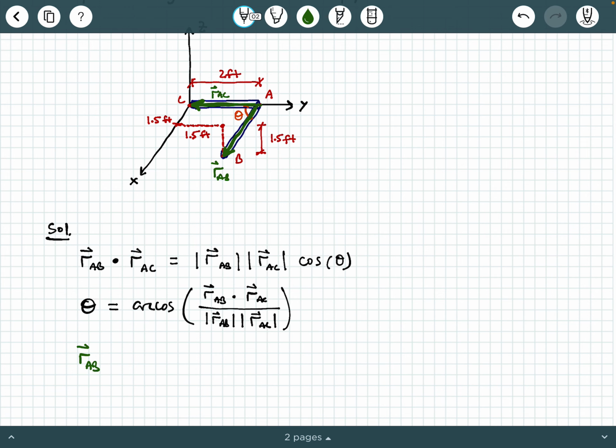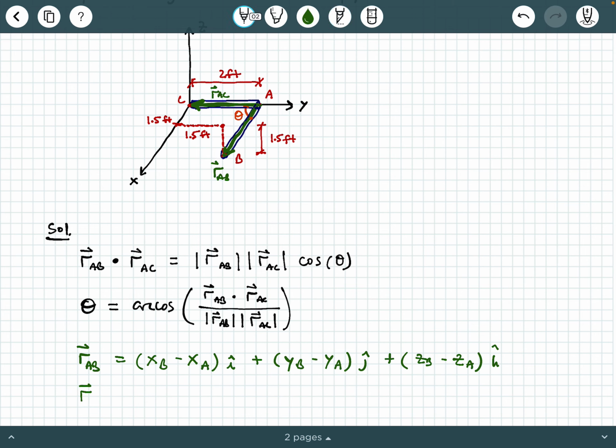All right, so R_AB, of course, is going to be (X_B minus X_A) times I plus (Y_B minus Y_A) J plus (Z_B minus Z_A) K. All right, so let's go one at a time. And again, we're starting with AB. So I'm looking at this vector right here. All right, and I'm going to start with the coordinates of B.